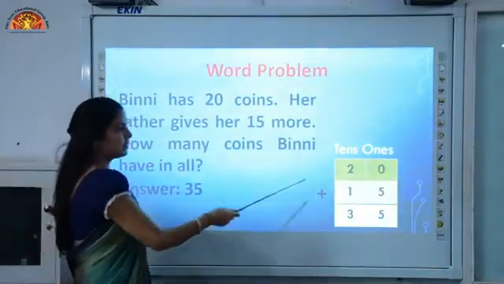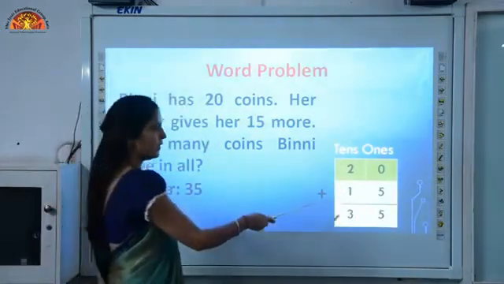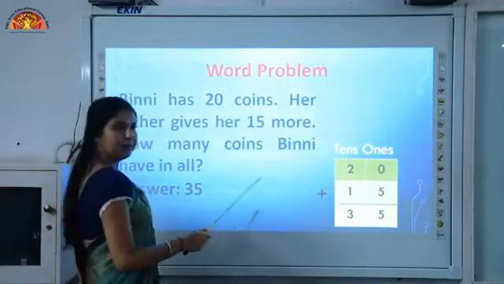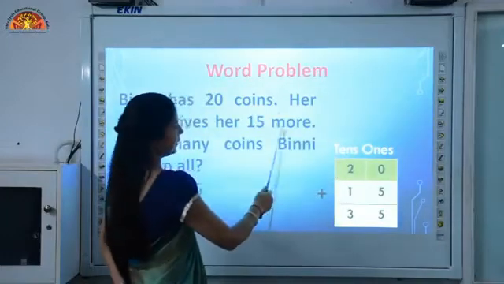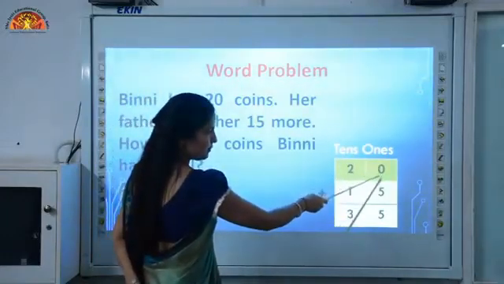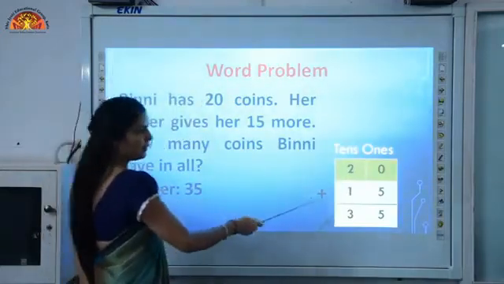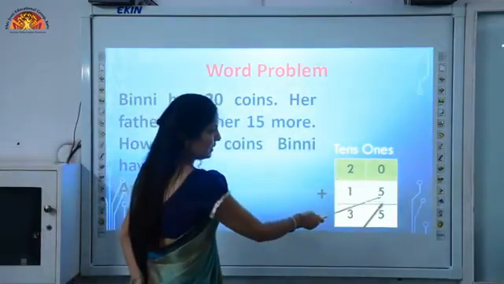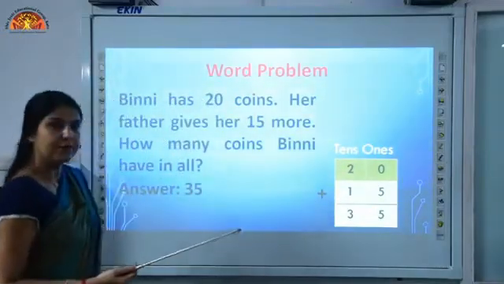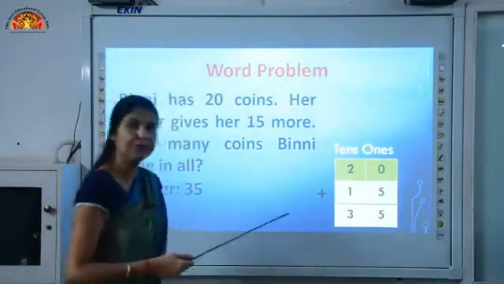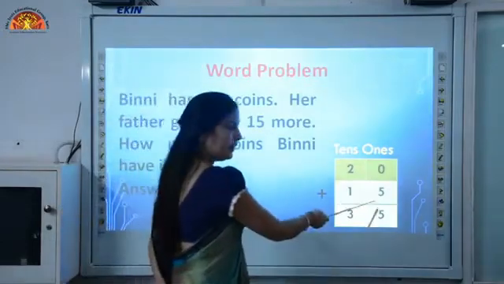We will arrange the digits in the ones column first. हम numbers को columns में arrange करेंगे and then we will solve the sum. Here in 20, 0 is at the ones place and 2 is at the tens place, and in 15, 5 is at the ones place and 1 is at the tens place. So what will we do? We will add the numbers. Children, you know when we add 0 to any number, what will we get? We will get the number itself.